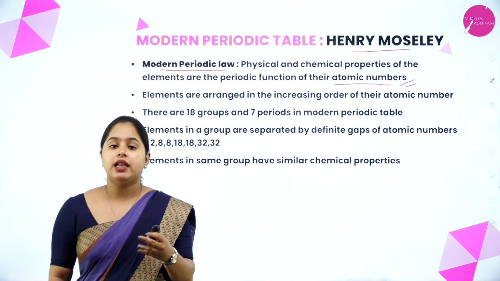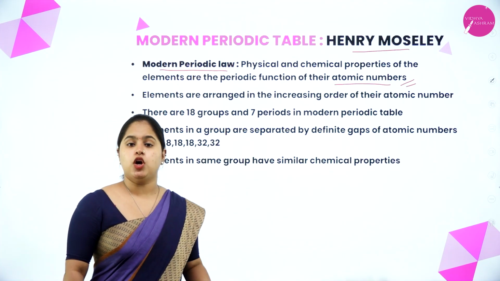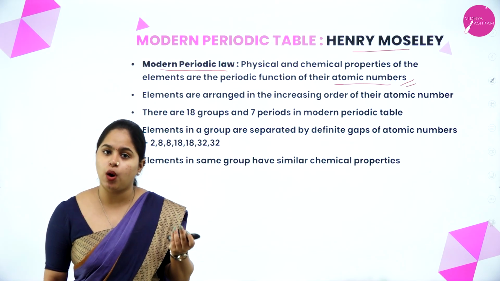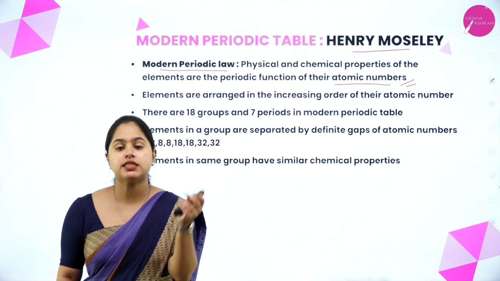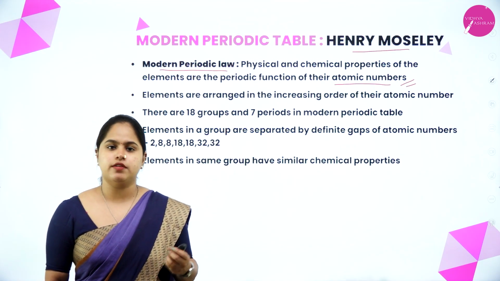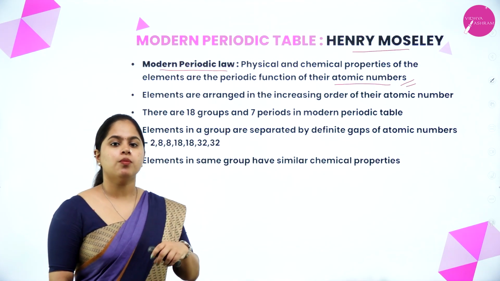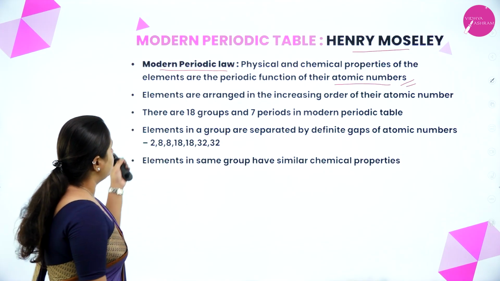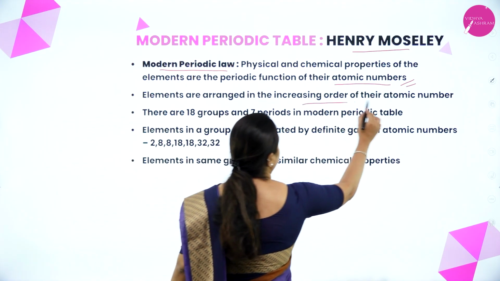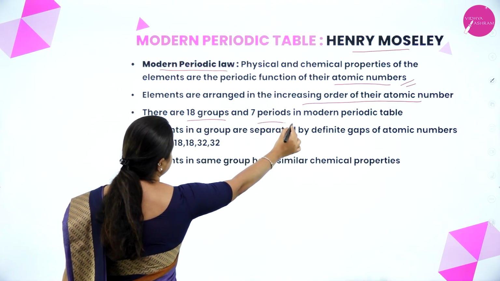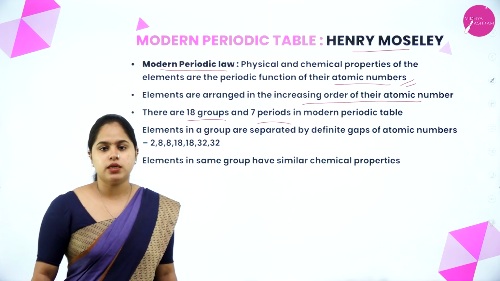That means the elements in the modern periodic table are arranged in the increasing order of their atomic numbers, not atomic weights. We are already familiar with what atomic number is, right? The elements are arranged in the increasing order of their atomic numbers, and there are 18 groups and 7 periods in the modern periodic table.